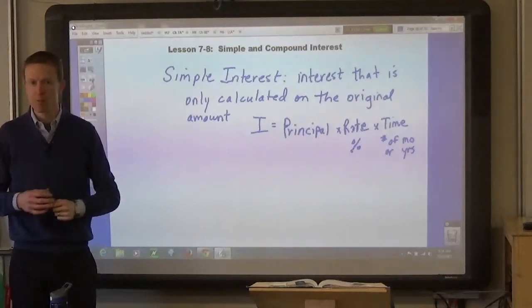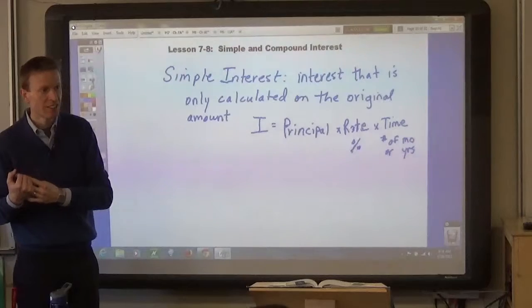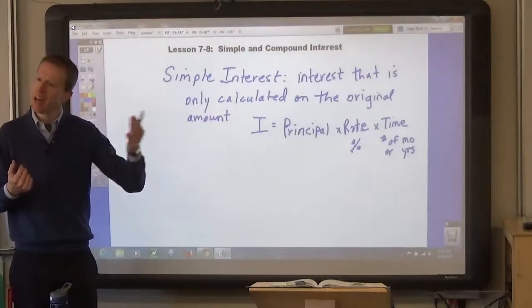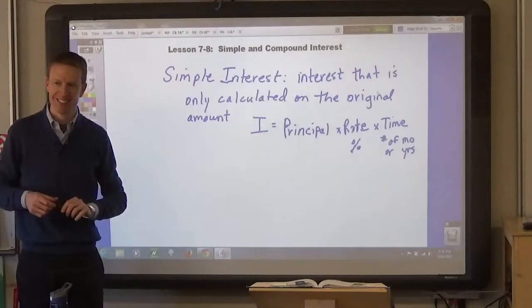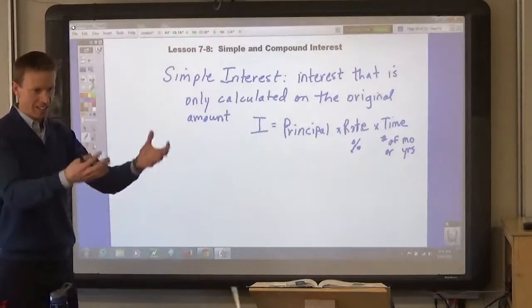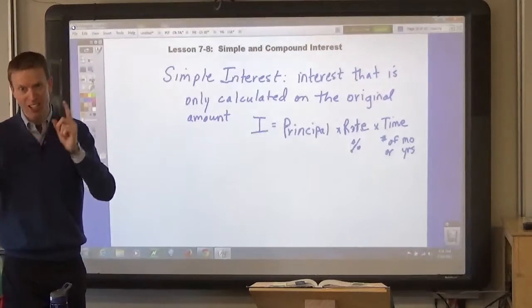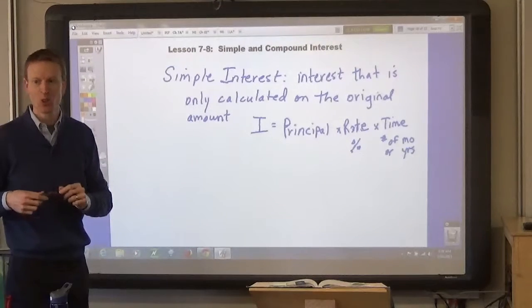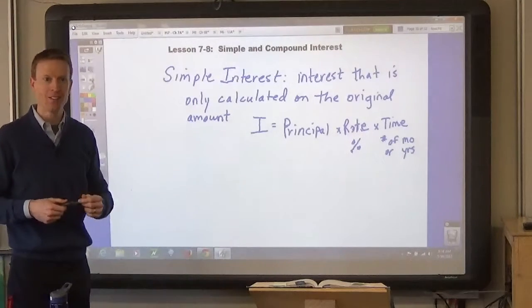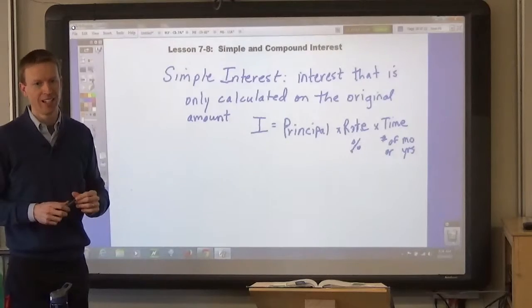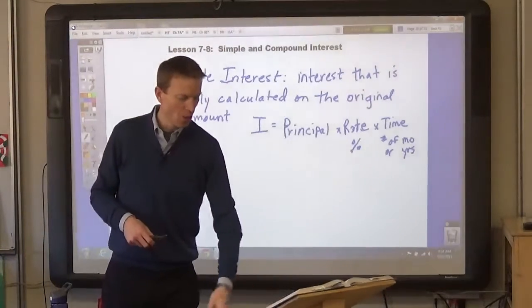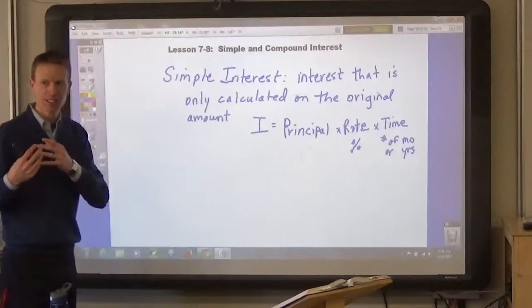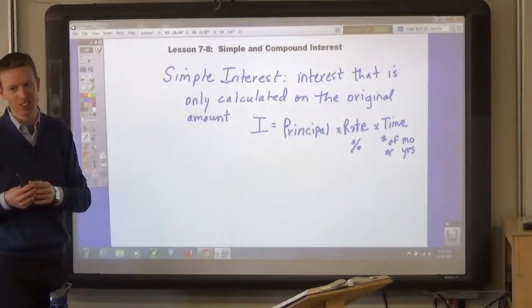It's better to get interest than to pay interest. Okay? Interest going into your account is a good thing. Interest going out of your account, having to pay interest, is not as good. Okay? So we want to get interest, we don't want to pay interest.